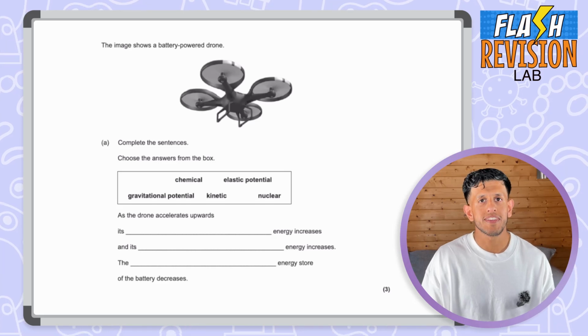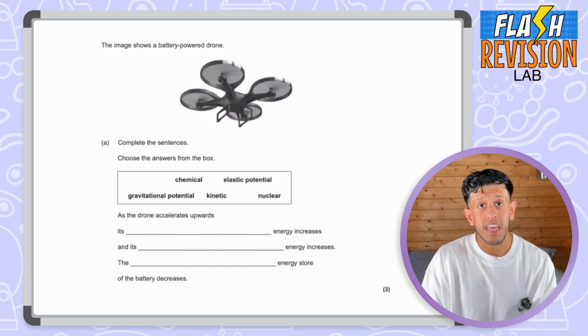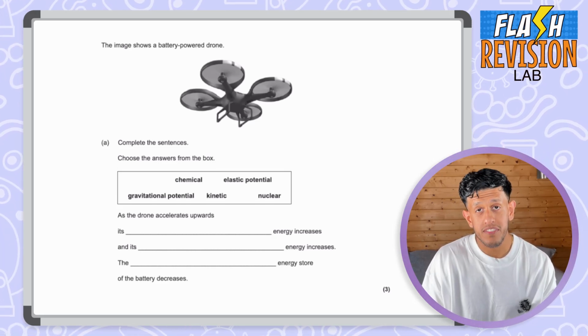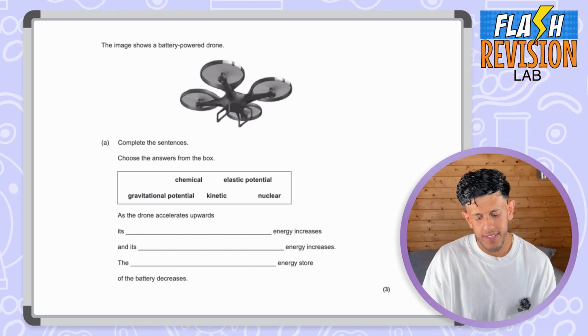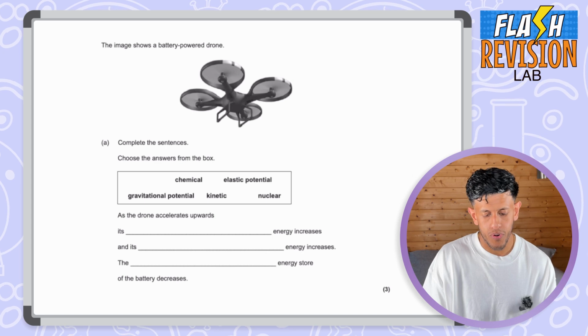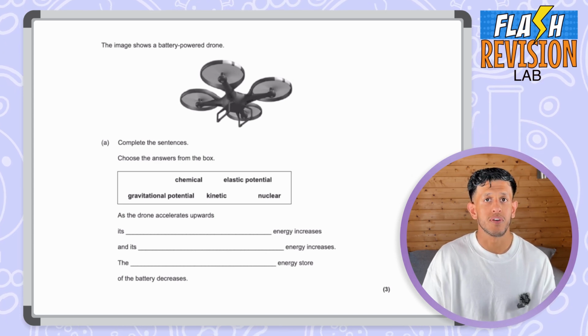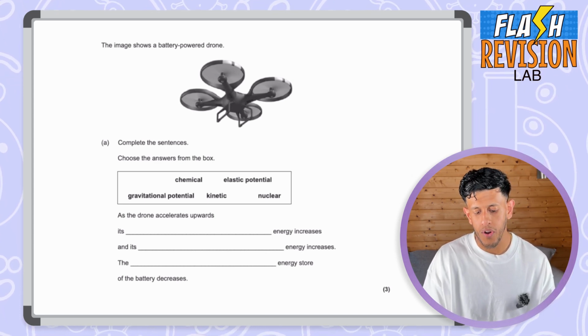Hey guys, so here is a question on energy. It says the image shows a battery powered drone and it asks us to complete the sentences using the answers in the box. So the first bit says as the drone accelerates upwards, its blank energy increases and its blank energy increases. So it's referring to two different types of energy that are increasing.